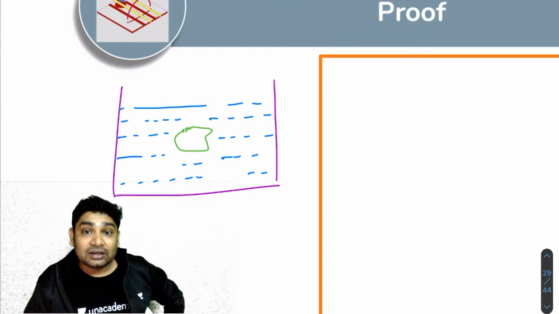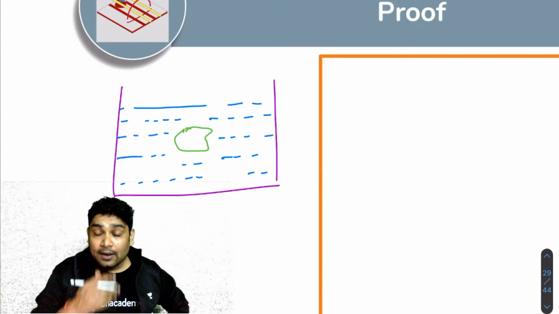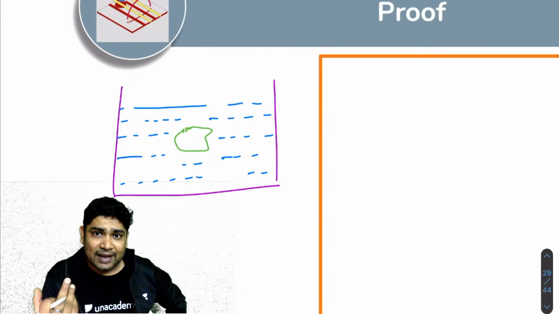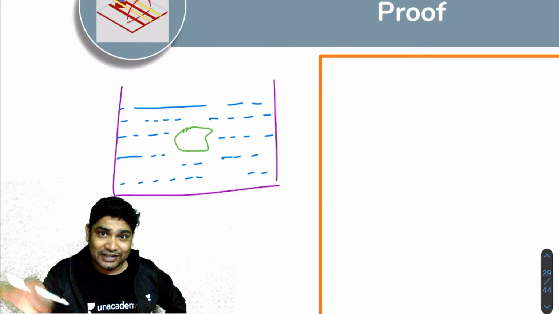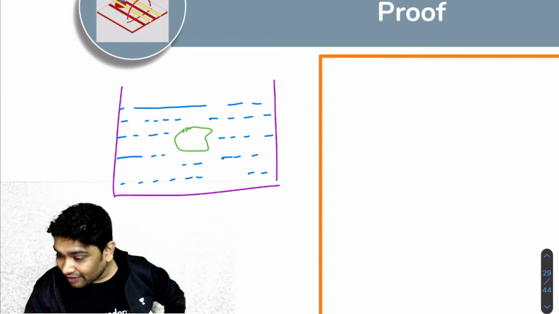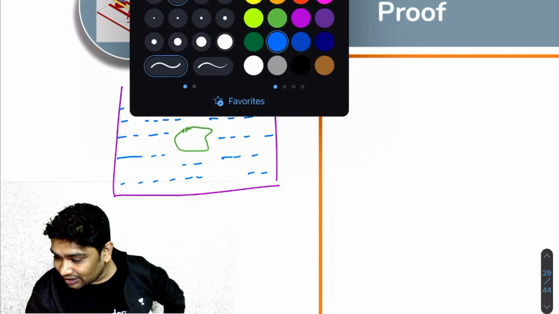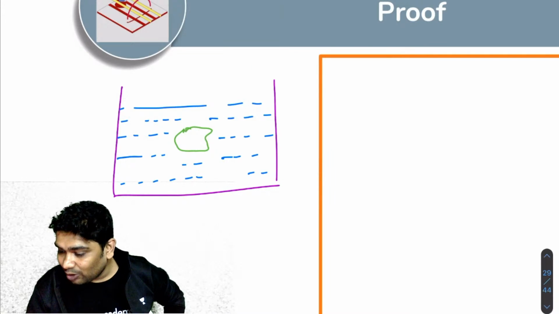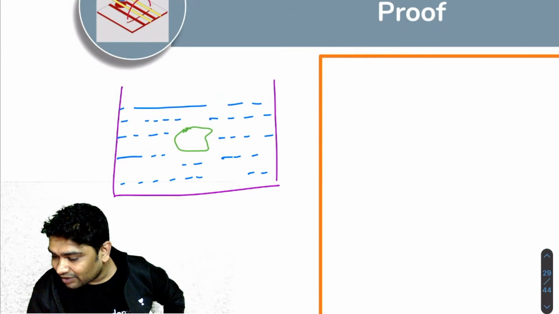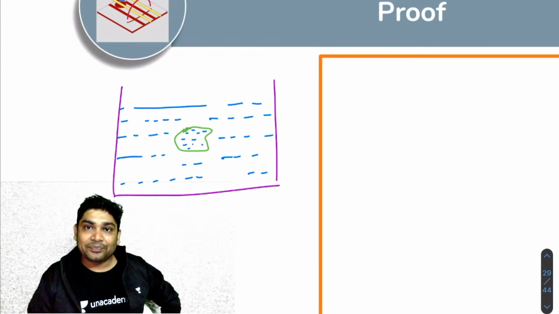Right. Now think about this. Think about this. Now, if I just remove the body, imagine hypothetically, if I could take out the body and leave that space vacant and then fill that with the same liquid. Imagine it was also that liquid only.